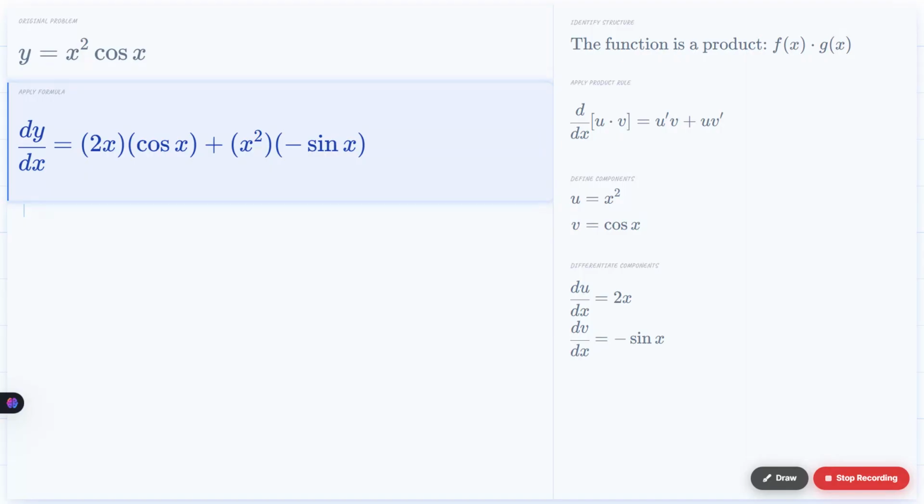We put our pieces into the formula to get 2x times cosine x plus x squared times negative sine x. We do this to build our new math sentence. The product rule formula tells us exactly where each piece goes.